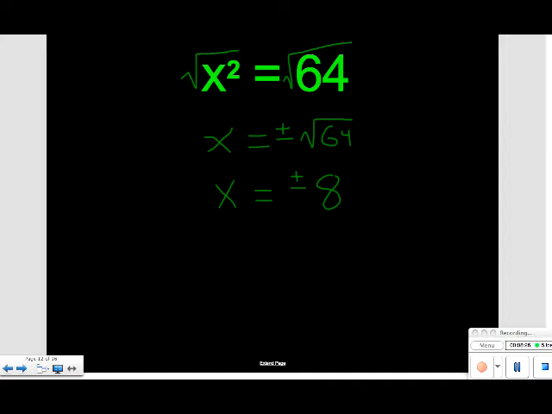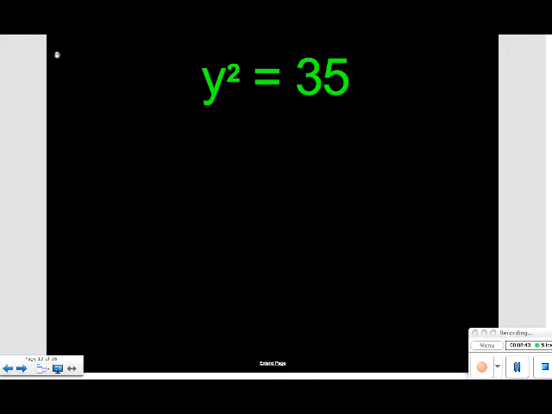Please don't forget that. Whenever you take the square root of a variable which is being squared, you then have to account for the positive and negative values that variable could be, because as soon as you square a number, whether it's positive or negative, it turns into a positive number. Okay? Let's go through another example.